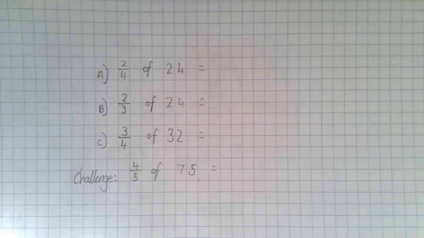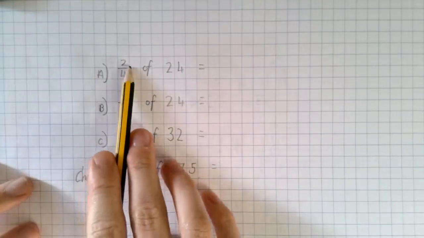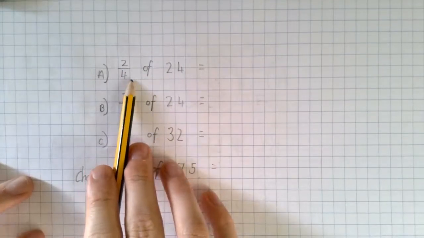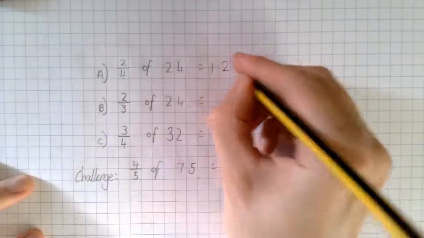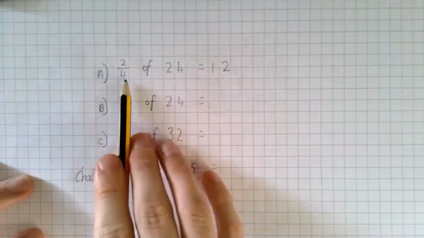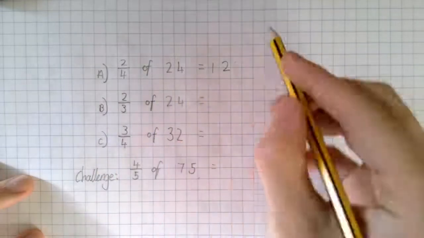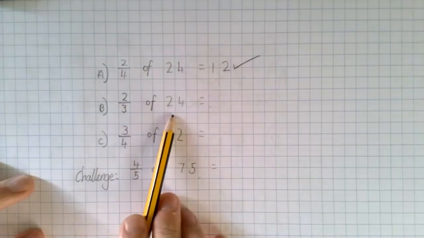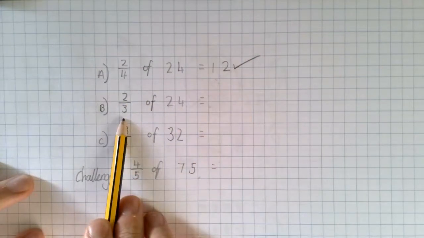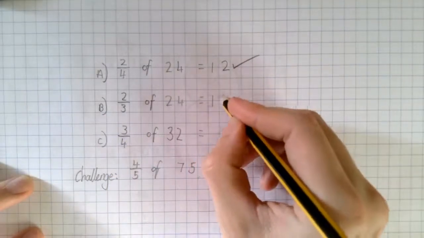Okay, let's go through some answers. So we needed 2/4. So 1/4 should have been 6. 2 of them should have been 12. And again, did anyone spot that that was a half? So we could have also double checked by half in our answer. So we've got 12. 2/3 of 24, same number but different fraction. 1/3 would have been 8. So therefore 2/3 is 16.